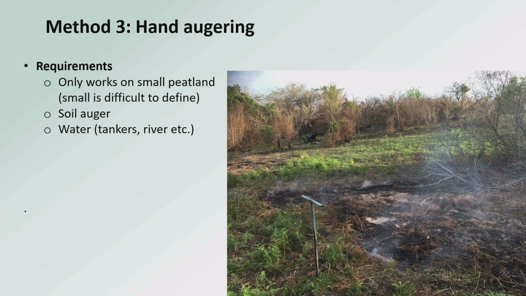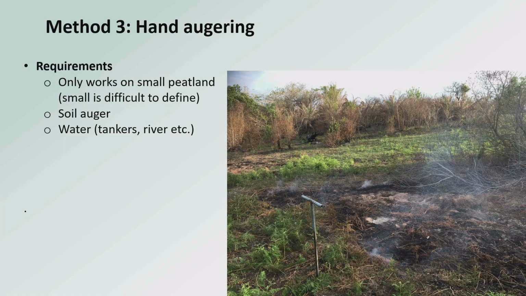The method is hand augering, but this only works for small peatlands. Hand augering is essentially using a soil auger or peat auger, making small holes around the peatland and then pouring water through it using a hose pipe, with water from a tanker or river, into the peat.